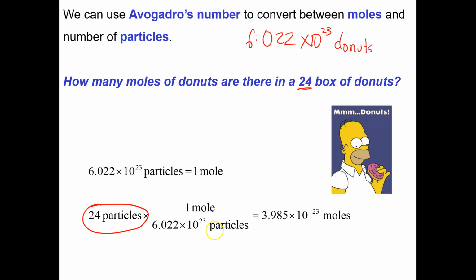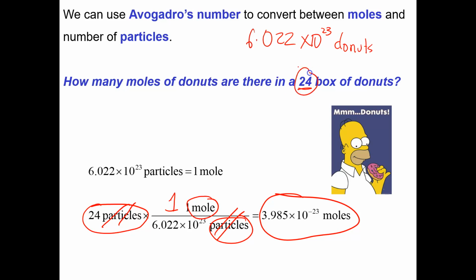And so for that reason, we want particles on the bottom line of our conversion factor and moles on the top. And what do we know? We know that for every 1 mole, there are 6.022 × 10^23 particles. So particles will cancel out, and then we'll be left with moles. And we were anticipating a small number of moles because 24 is a lot less than 6.022 × 10^23, and we got a tiny little number.